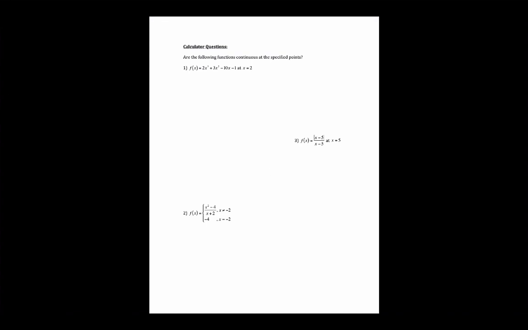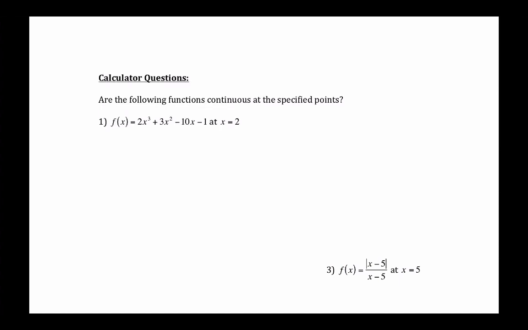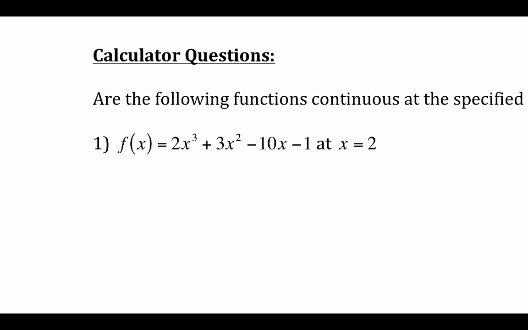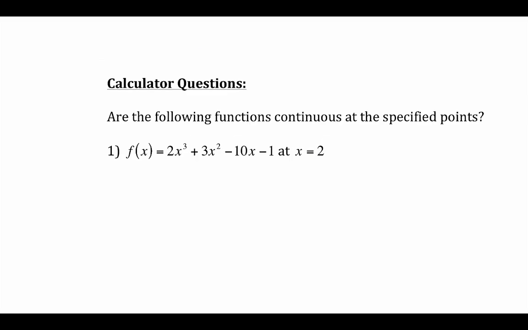All right, for these next couple, we're going to use calculators, but we're also going to use a little bit of hand or just math in our heads. So we're asked to figure out if these are continuous at the specified points. We're actually dealing with functions now. So number one, we have f of x equals 2x to the third plus 3x squared minus 10x minus 1, seeing if it's continuous at x equals 2.